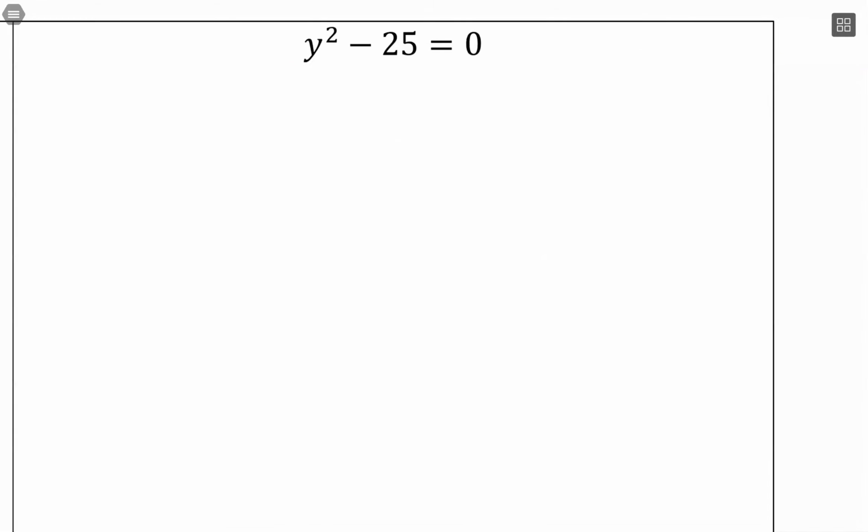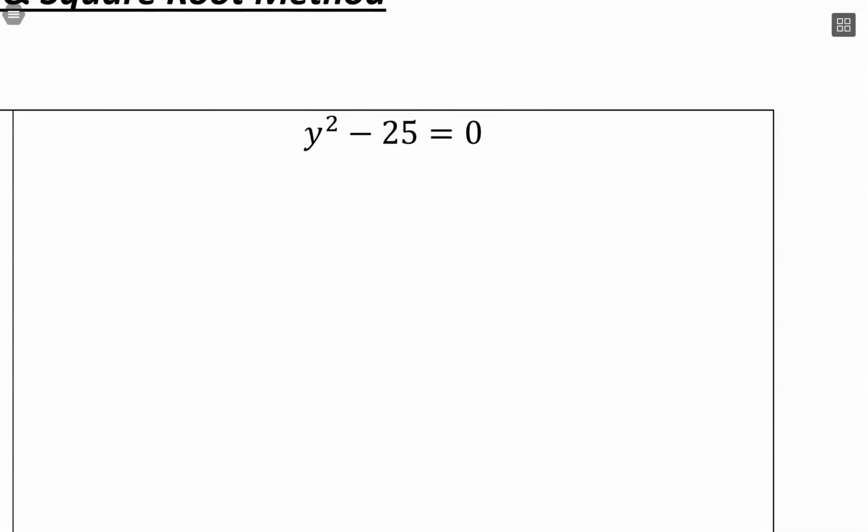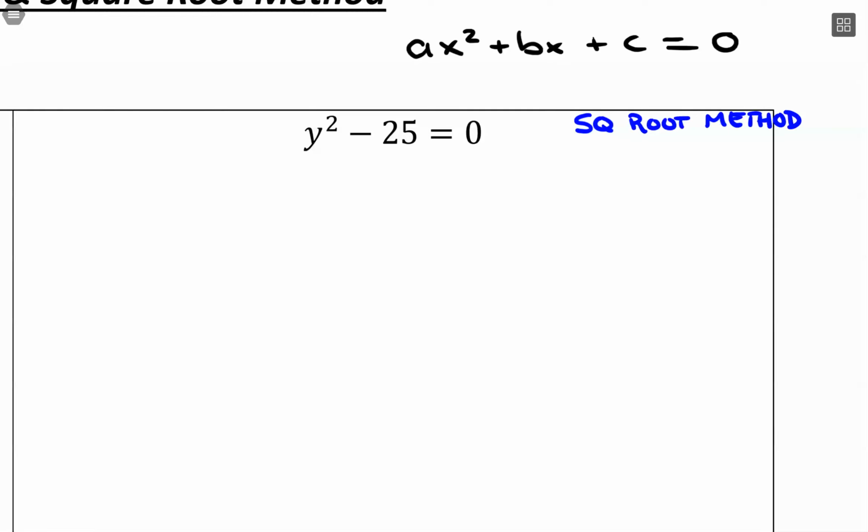Alright, this question here, notice that we don't have a term with y. If we think of our quadratic as ax squared plus bx plus c, what we're missing is this bx term here, and what we can use is the square root method when we're missing that bx term. So the square root method means we're going to solve for that y squared.